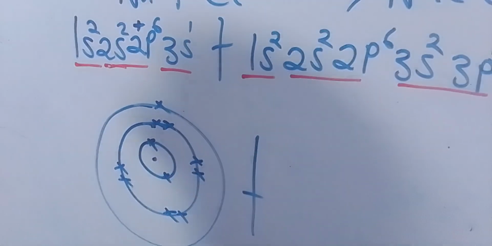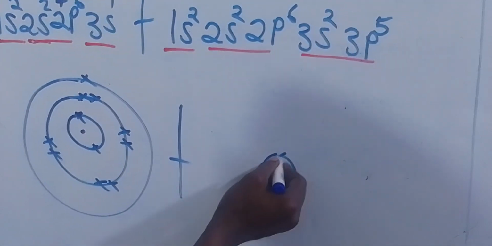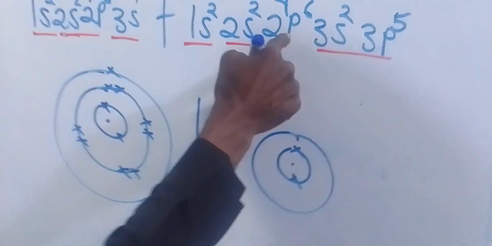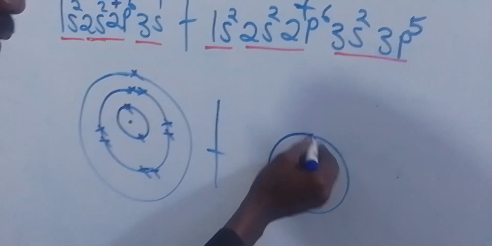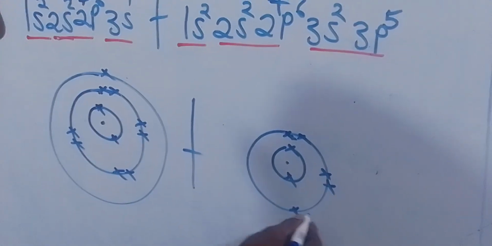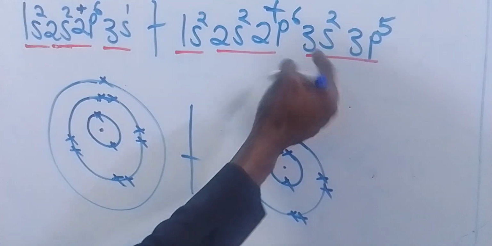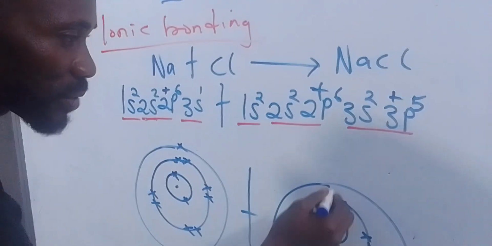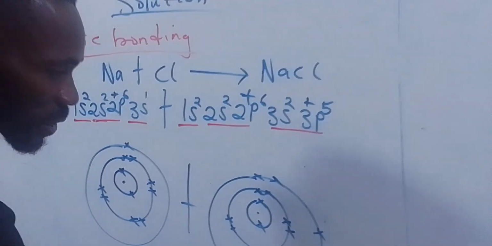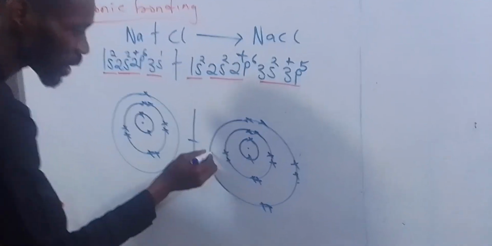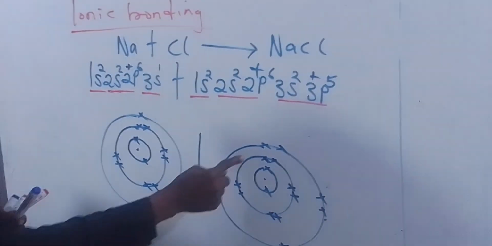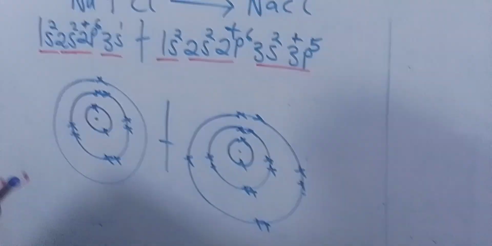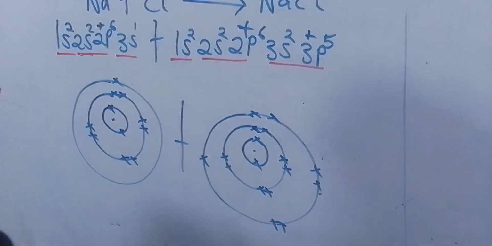Now this is reacting with chlorine. First shell, 2 electrons, 1s2. Second shell, 8 electrons, 2s2, 2p6. And we have the third shell, 3s2, 3p5; if you add the superscripts together, it gives you 7. Now this is chlorine. In this reaction, chlorine has 7 electrons in its outermost shell: 1, 2, 3, 4, 5, 6, 7. It wants to make its outermost shell complete, 8, to be like the noble gases.